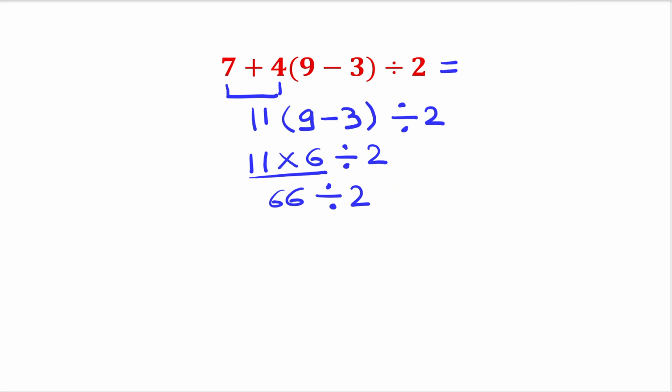The final answer is 66 divided by 2. Two ones are 2, two threes are 6, and two threes are 6. So the final answer is 33. But here this answer is not correct.